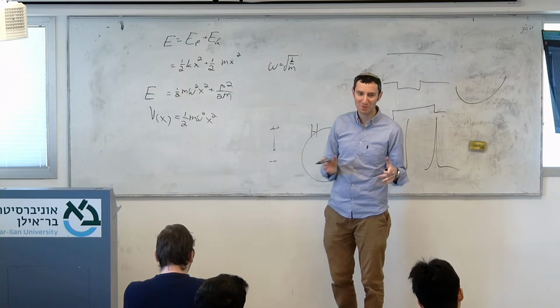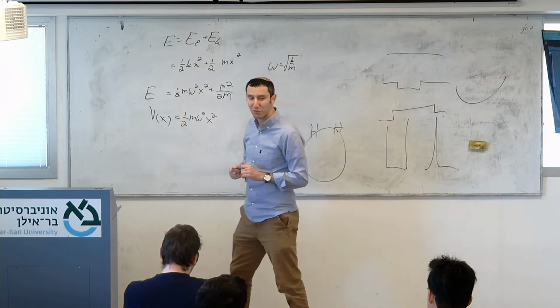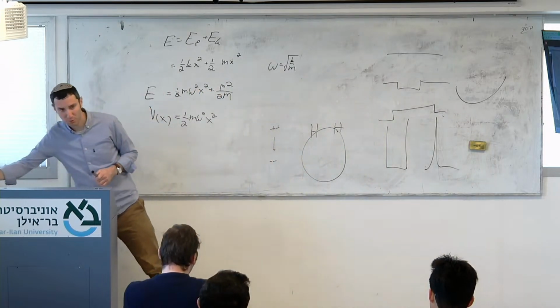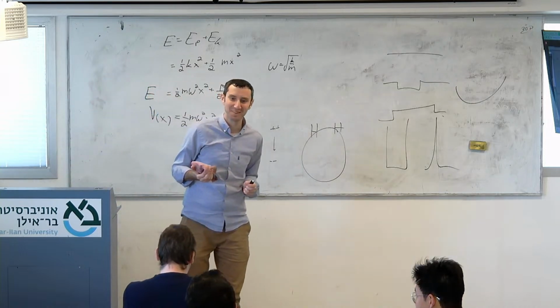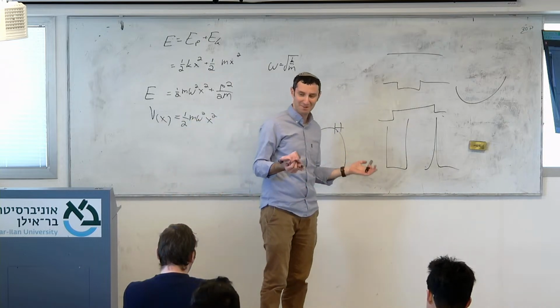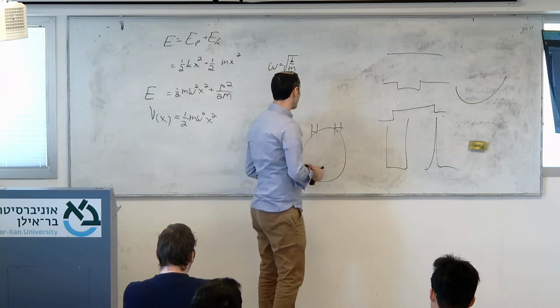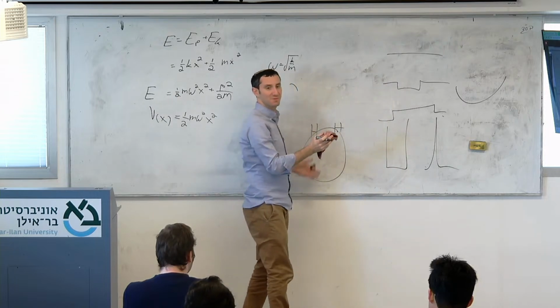So everything we don't understand, we map to something that we can solve, and this is one of the only potentials that we can fully solve. That's why they're very important. And any potential to second order is a harmonic oscillator. Exactly. Any potential to second order is a harmonic oscillator, which is why we like it.